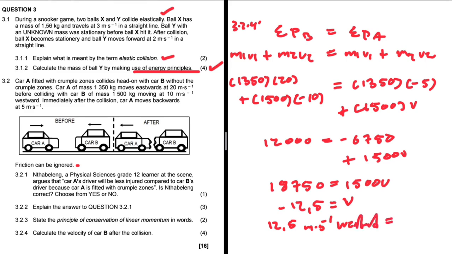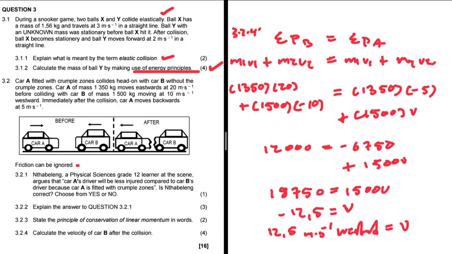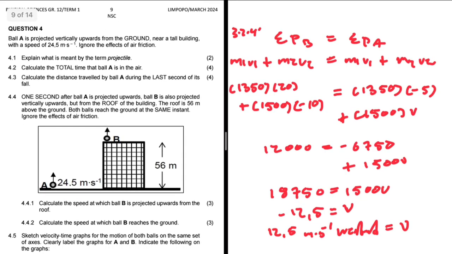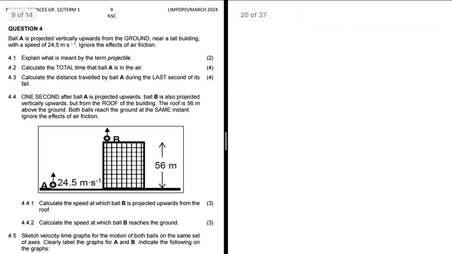Westward is equal to v. Right, so that is 3.2.4. Let's take a look at question 4.